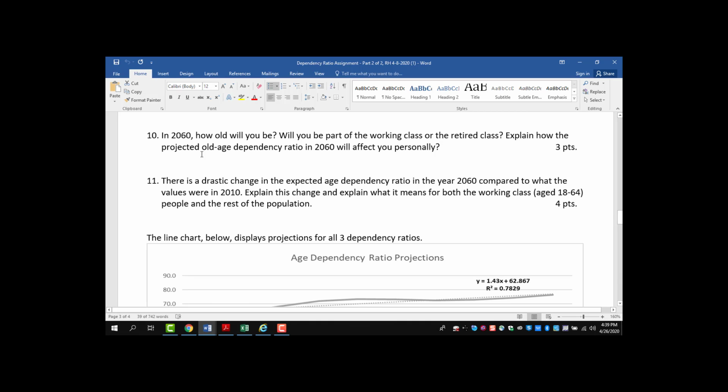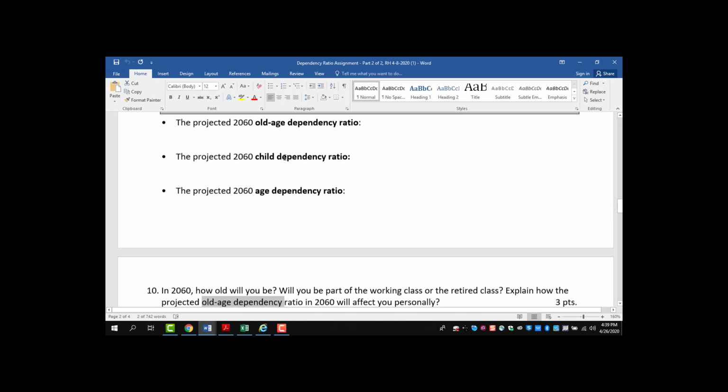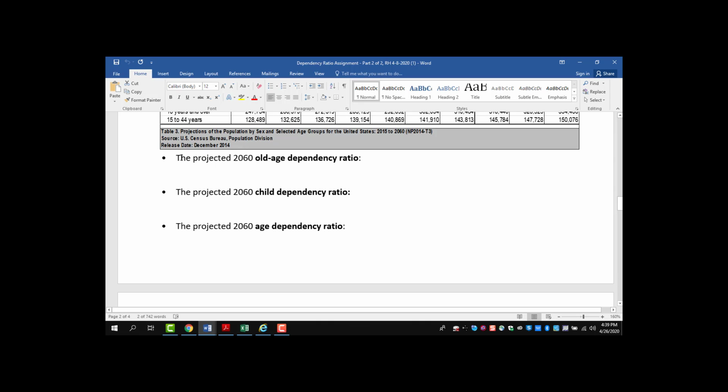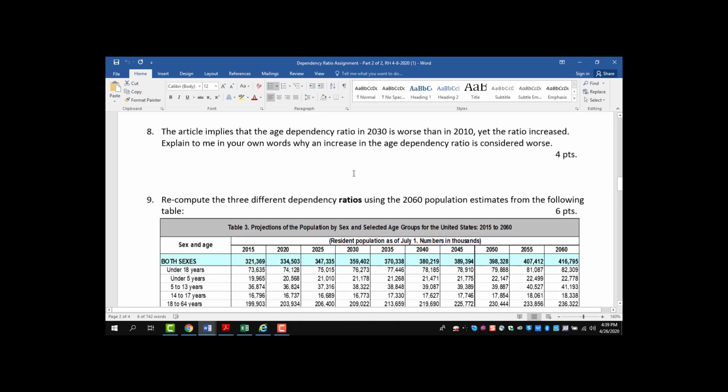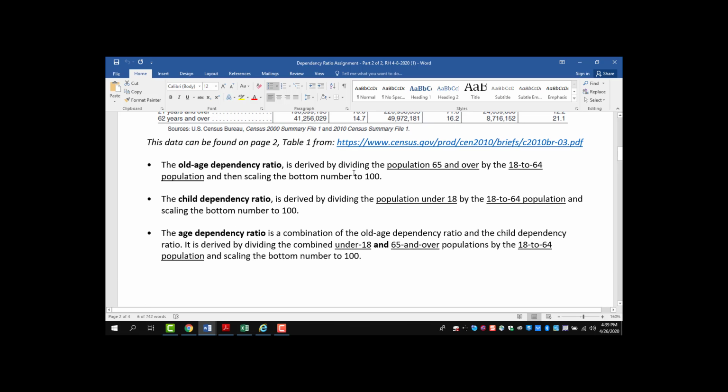Explain how the projected old age dependency ratio will affect you personally. Well, I would look at whatever you get here and compare it to 2000, to what you did in the last paper. And I can't tell you for the old age dependency ratio. Now you're looking specifically at this one, right? That one, which is defined here.